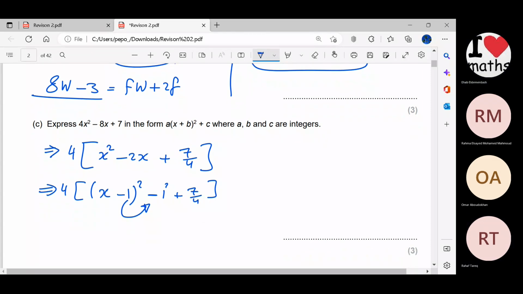Which revision sheet is this? Yes, dear. Which revision sheet is this? No, it's a new revision sheet. I will share it with you later.